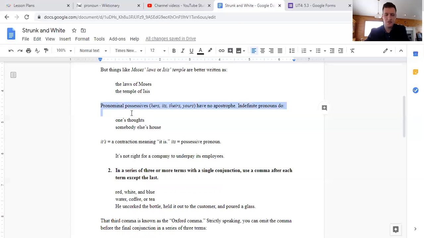Okay, pronominal possessives. So pronominal means relating to pronouns. So pronominal possessives are things like hers, its, theirs, his, yours, these kinds of things. These do not have an apostrophe. And I'm sure you know that. Indefinite pronouns, however, do. So indefinite means we're not defining exactly who we're talking about. So if you say something like one's thoughts, you're going to use an apostrophe. Somebody else's house, okay, apostrophe.